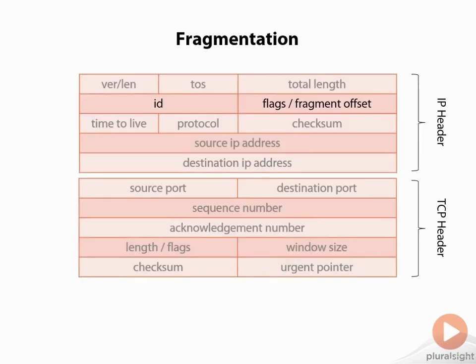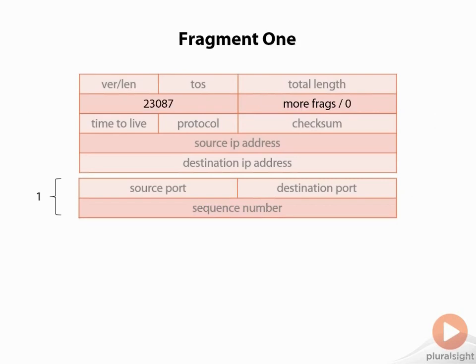Here's a set of headers for a typical TCP/IP packet. Using a single -f option, the header would be split into 3 sections like this. The first packet to be sent would include the first fragment. The ID field in the IP header is set to 23087, which uniquely identifies the datagram and will be the same for all 3 fragments. The more fragments flag is set to on, and the fragment offset field is set to 0 since this is the first fragment of the series. Note that the first 8 bytes of the TCP header are included with the packet.